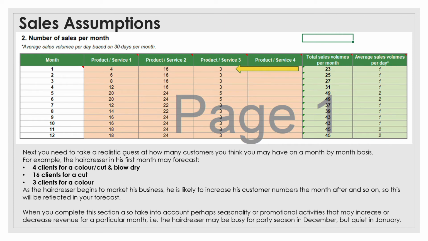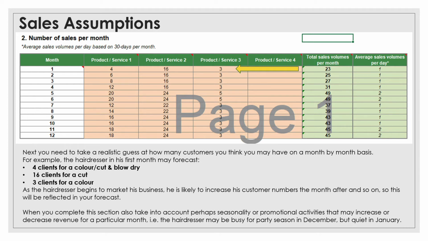Next, you need to take a realistic guess at how many customers you think you may have on a month-by-month basis. So, taking a look on line 1, for example, the hairdresser in his first month may forecast 4 clients for a colour, cut and blow dry, 16 clients for a cut, and 3 clients for a colour. As the hairdresser begins to market his business, he is likely to increase his customer numbers the month after and so on, so this will be reflected in the forecast.